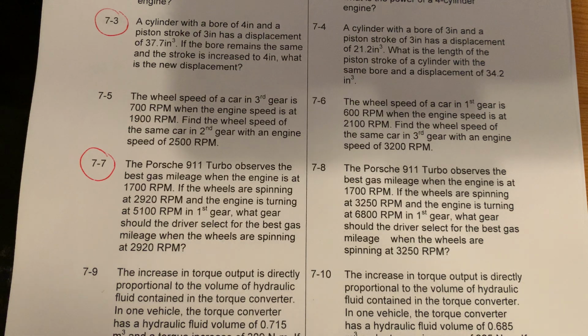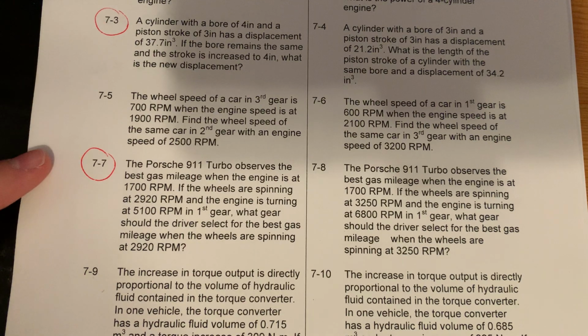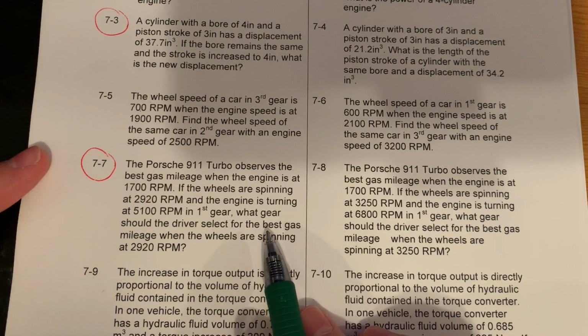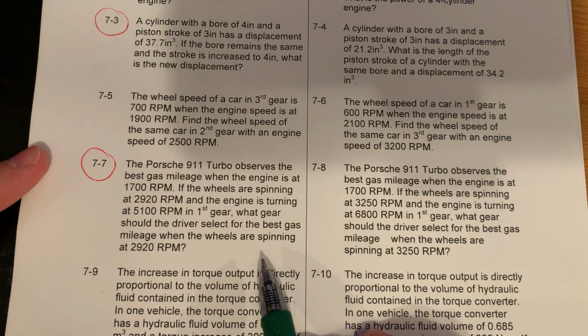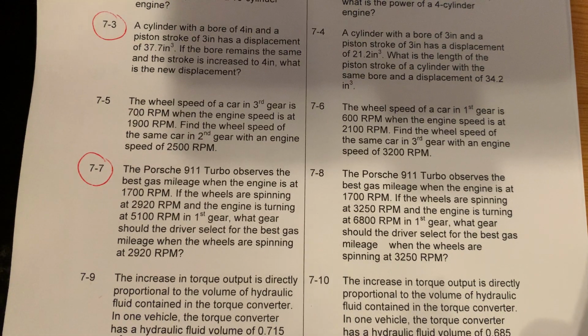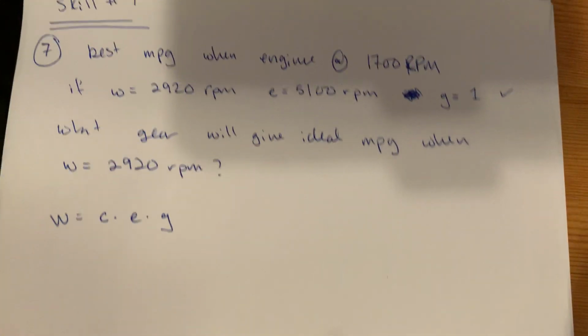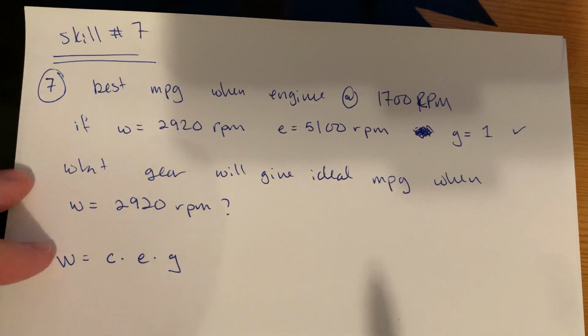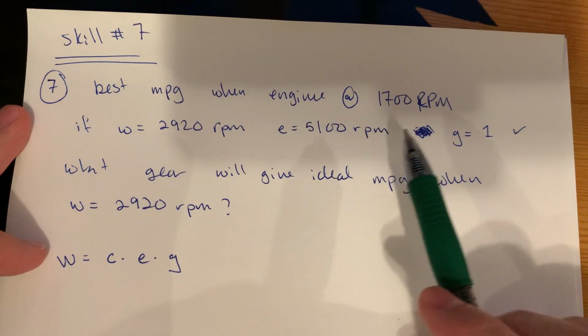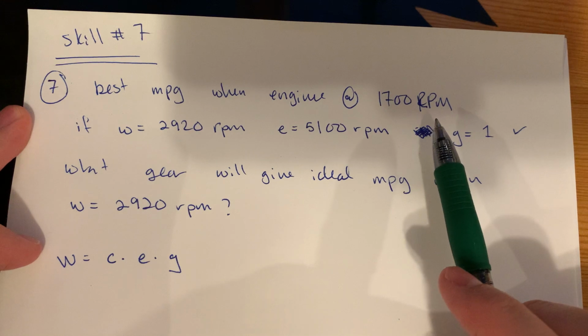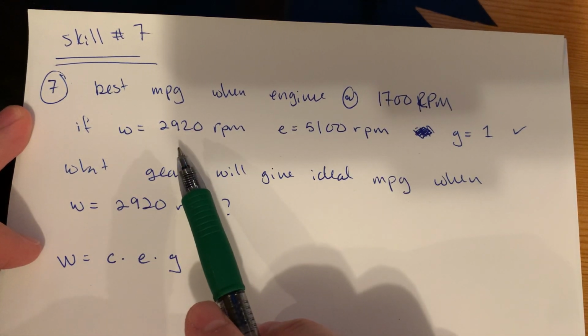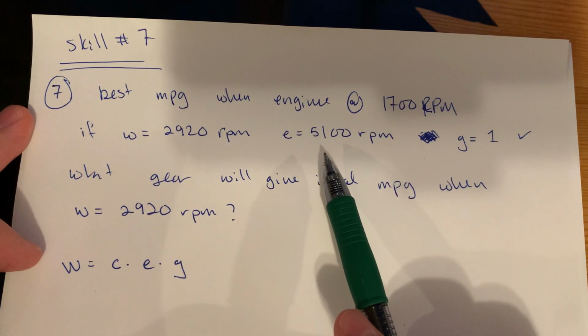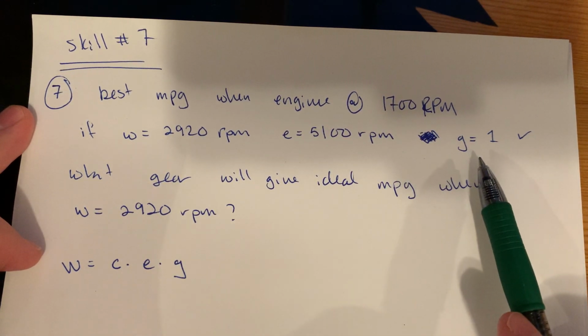If the wheels are spinning at 2920 RPM and the engine is turning at 5100 RPM in first gear, that's setup number 1. What gear should the driver be in to get the best gas mileage when the wheels are spinning at 2920 RPM? Let's write all that information down and piece it together. We get the best mileage per gallon when the engine is at 1700 RPM. That's our goal. Situation number 1 was the wheel speed is 2920. The engine is running real hot at 5100, but that's because you're in first gear.